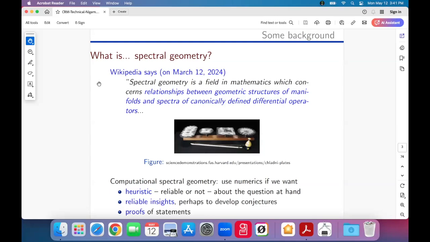So why might you want to use numerical methods? Well, you might just want to get a picture, a heuristic, right? Something to add to your talk. You might want some reliable insights. So maybe you've got this PDE operator and the manifold is very weird. You don't know.